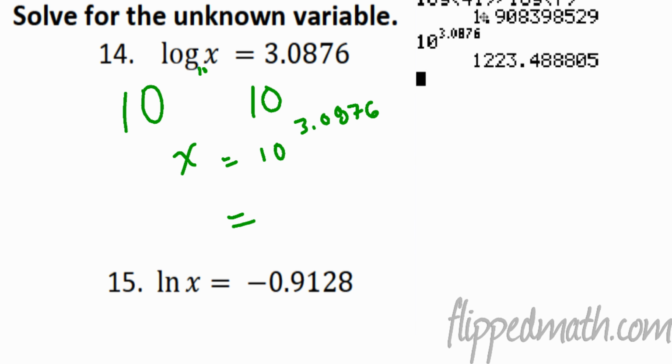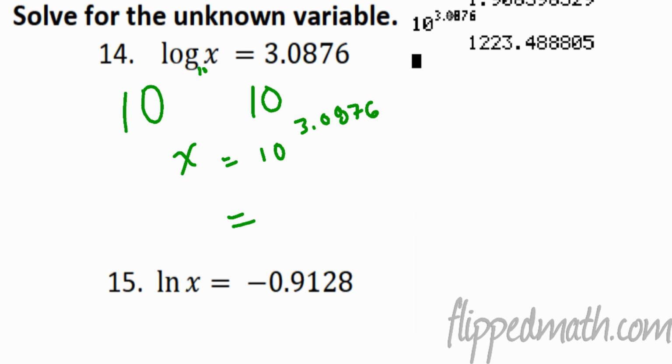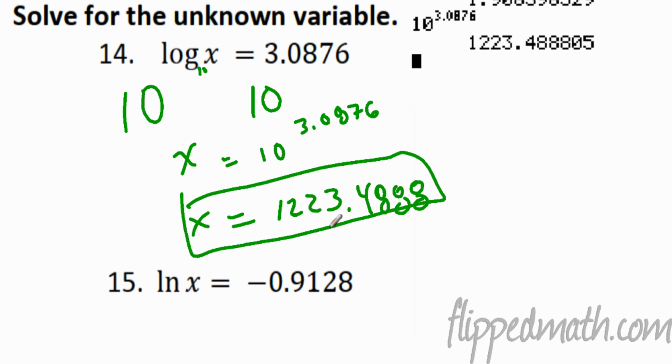What do I got here? Oh, right there, that bottom one. 10 to the 3.0876, you get 1223.4888. You can cut it off right there. Let's write that down. That is our final answer. All right, so that's pretty specific, pretty detailed. How about the next one?